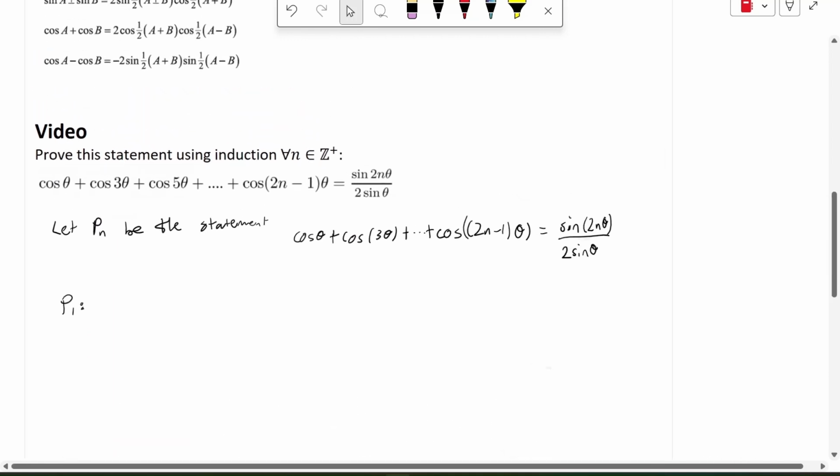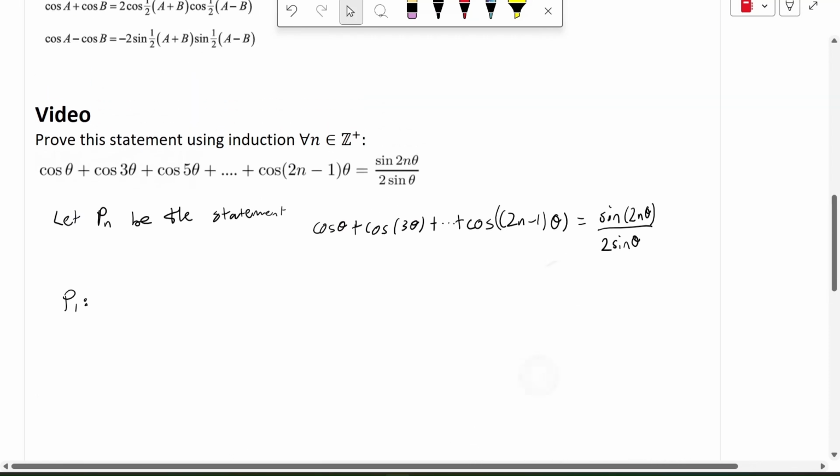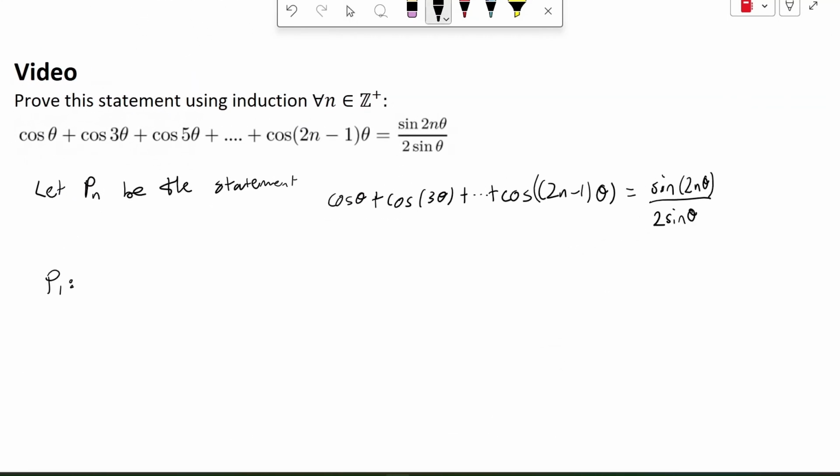So we've got this one here that we're trying to prove with trig induction. I've just done the let Pn be the statement thing. So now what we've got to do is P1. On our left-hand side of this equation, what we've got is essentially just cos of theta because n equals 1. It's actually not a bad idea to make sure that that is what you get when n equals 1. So here that would be 2 times 1 take 1. So that is cos of theta that we go up to. On our right-hand side, we've got sine of 2 theta over 2 sine of theta.